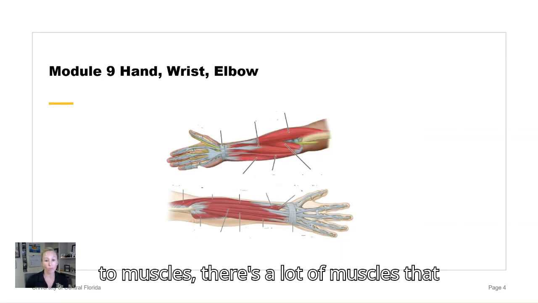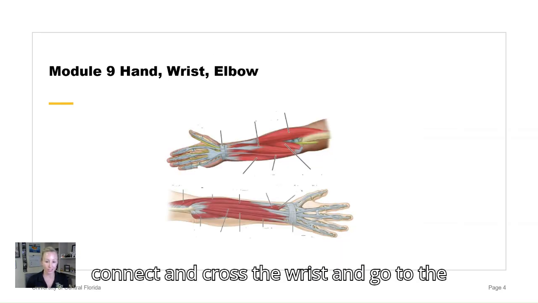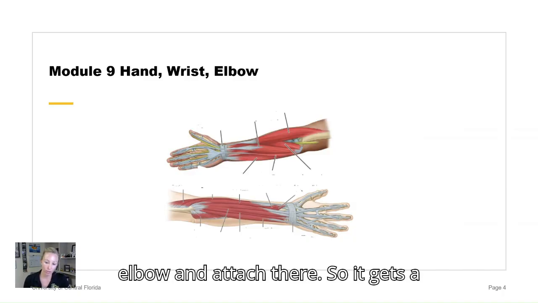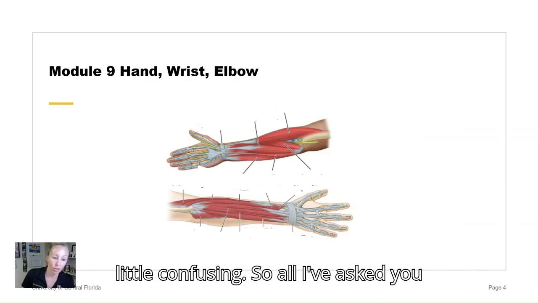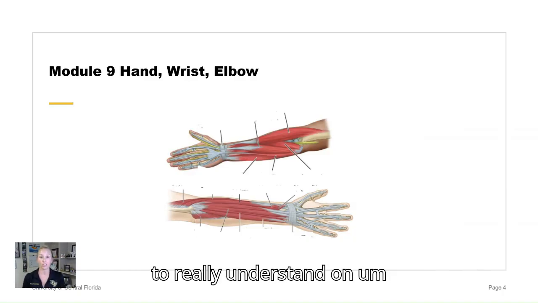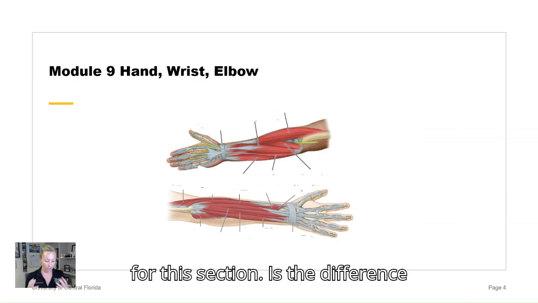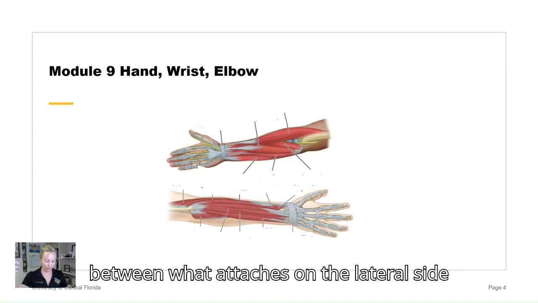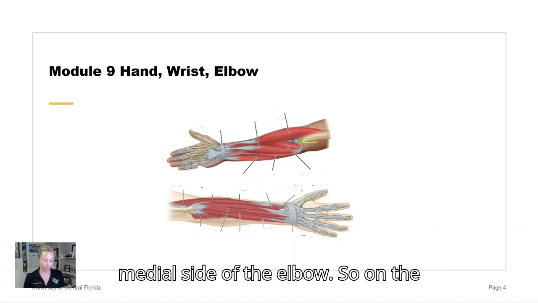When we go to muscles, there's a lot of muscles that connect and cross the wrist and go to the elbow and attach there. So it gets a little confusing. So all I've asked you to really understand for this section is the difference between what attaches on the lateral side of the elbow and what attaches on the medial side of the elbow.